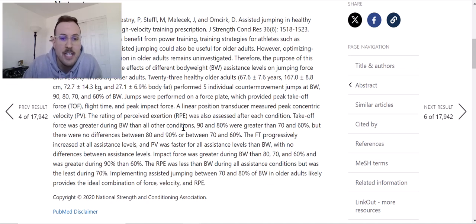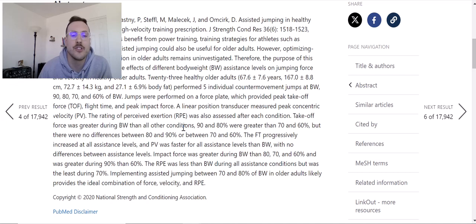The RPE was less than body weight during all assistance conditions, but was the least during 70%. So that's interesting. So the rate of perceived exertion was less than body weight during all assistance conditions. So any amount of assistance they were receiving, they perceived less exertion. It felt easier to jump, which of course they were getting help. So of course it felt easier to jump.